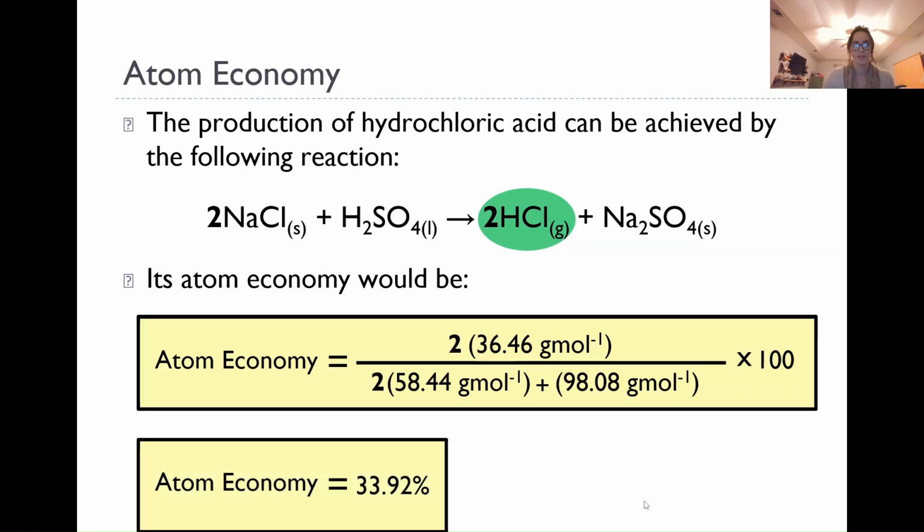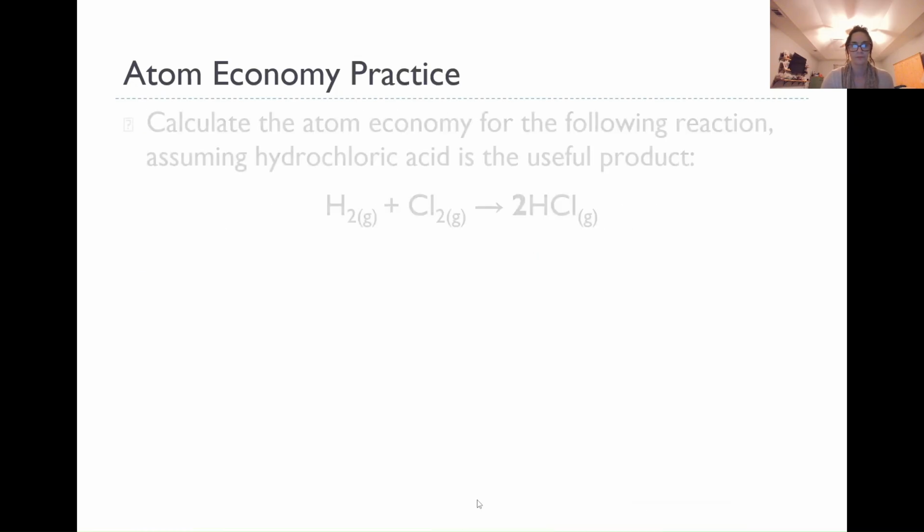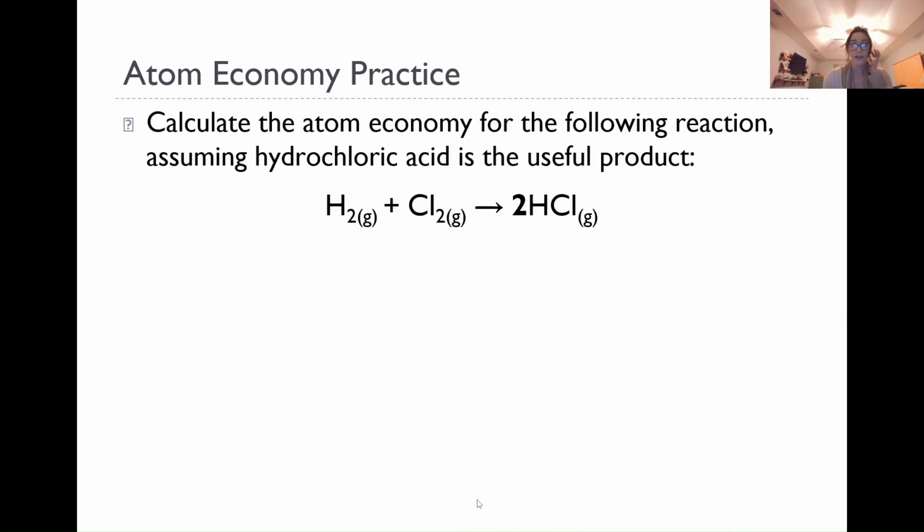Okay, so here is it written out. 2 multiplied by the molar mass of the product of interest, which is the hydrogen chloride gas, divided by the molar mass of the reactants, taking into account 2 sodium chlorides. So again, 33.92% as the atom economy. So you guys can try an example problem.